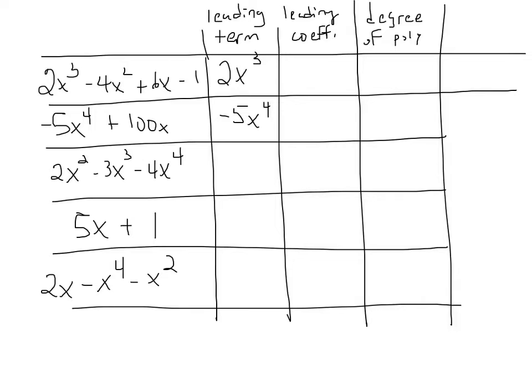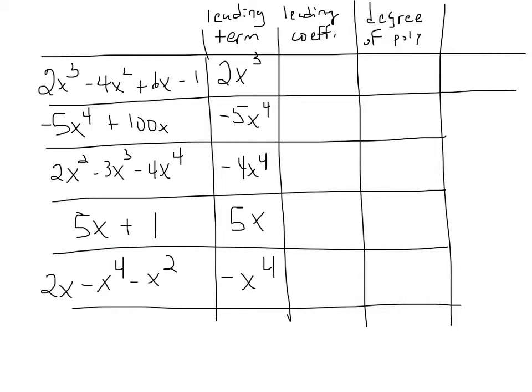Now for the next one, be careful. Leading term doesn't mean it has to come first. The leading term is the term that has the highest degree. It actually comes last here. So the leading term is negative 4x to the fourth. For this next one, it's just 5x. And for the last one, it's right here in the middle. It is negative x to the fourth.